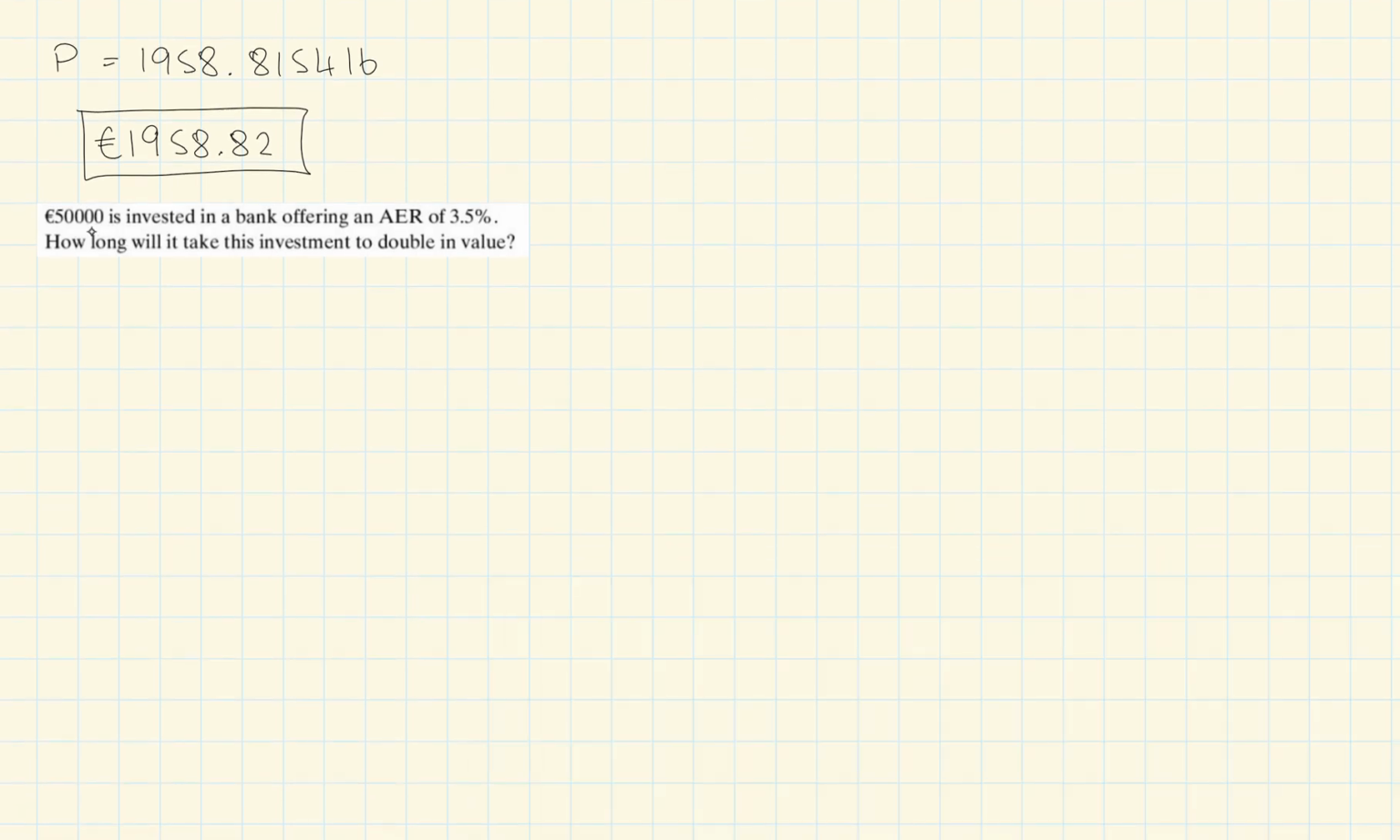And then this one here, we're told 50,000 is invested in a bank offering an AER, so that's annual equivalent rate, of 3.5%. How long will it take this investment to double in value? So we're being asked to solve for t now. Again, we write out our formula: F is equal to P times (1 plus i) to the power of t. We know it's invested 50,000, and they tell us it doubles, so the future value is going to be 100,000. The interest rate is 0.035, and t we don't know.